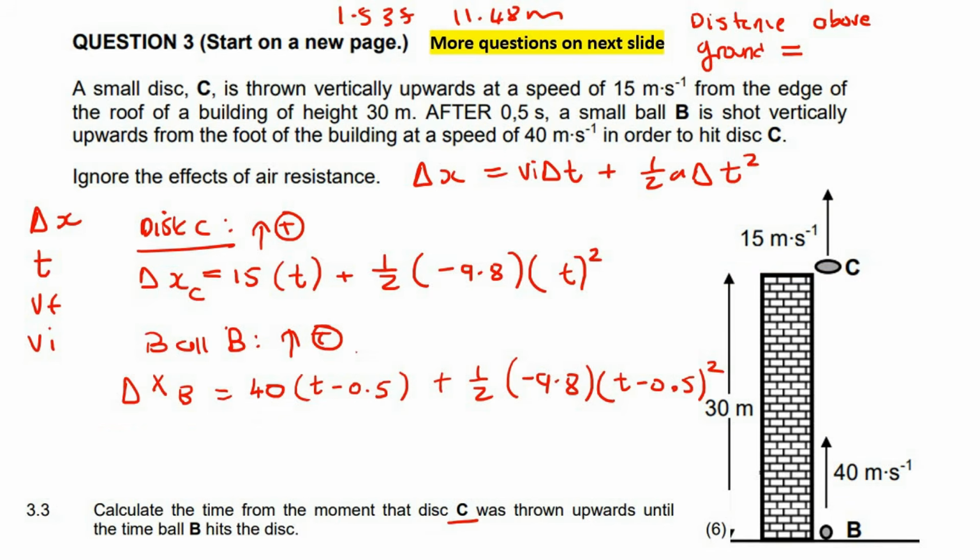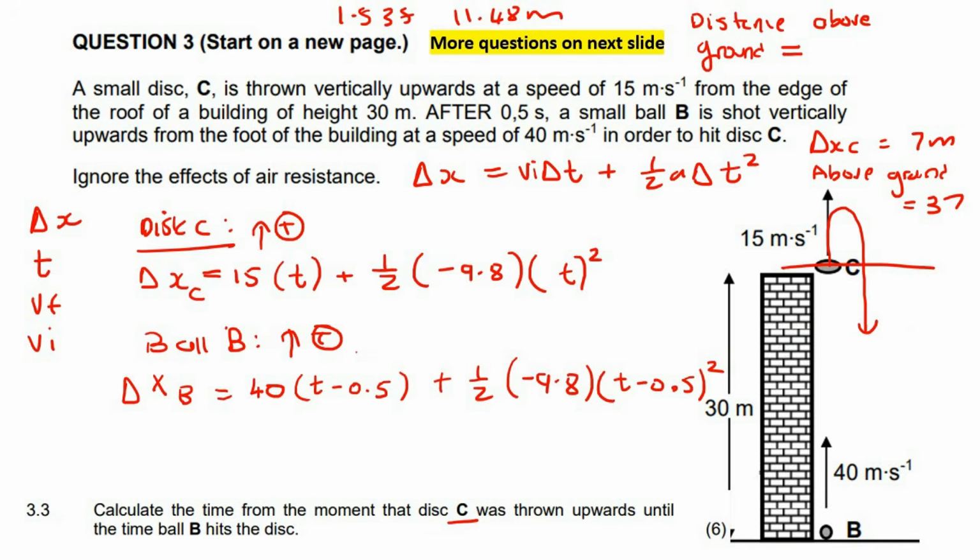Okay, now let me show you something interesting. Remember that this is a displacement value and this is a displacement value. So let's say the displacement of C, let's say that it goes up 7 meters. Let's say its displacement value is 7 meters, okay? How high is it above the ground? Well, you would add 30, right? So if its displacement value is 7, then the height above ground would be 37, okay?